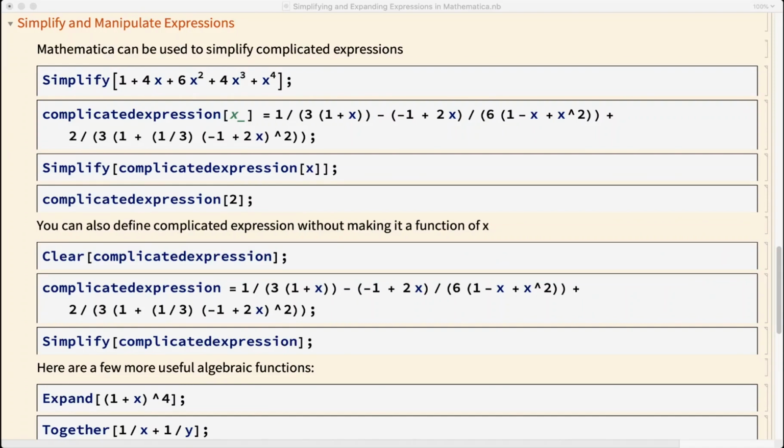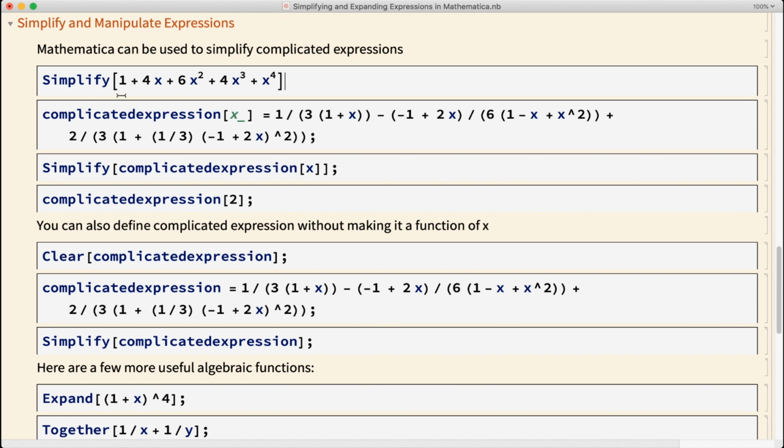Okay, the next thing in our tour of Mathematica is learning how to use it to simplify and manipulate expressions. So again, if you're doing a lot of math, either for a math class or for your research, it can be nice to use the symbolic math power of Mathematica to do some of this algebra and rearranging for you. Here are just some examples of that. Quickly, I'll go through.